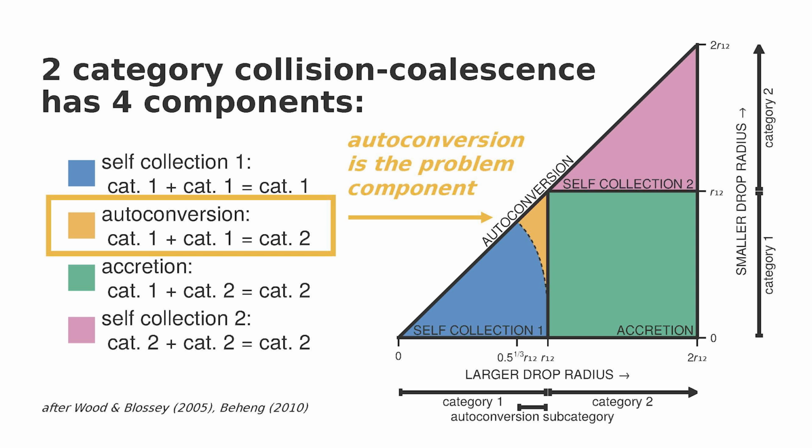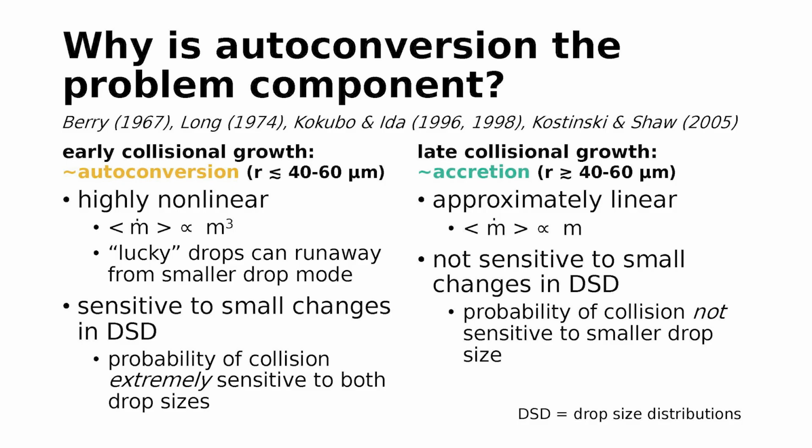And I just want to revisit the physics of why this is actually a problem, which I think has sometimes been lost when we just talk about autoconversion all the time instead of actually going back to what's physically happening. So rather than talking about autoconversion and accretion, we can think of 2 types of collisional growth. First is early collisional growth, when drops, especially the larger drop involved in a collision, is less than 40 to 60 microns in diameter.